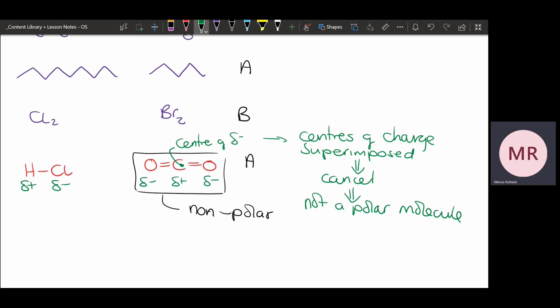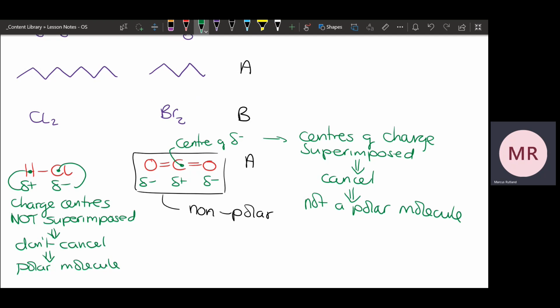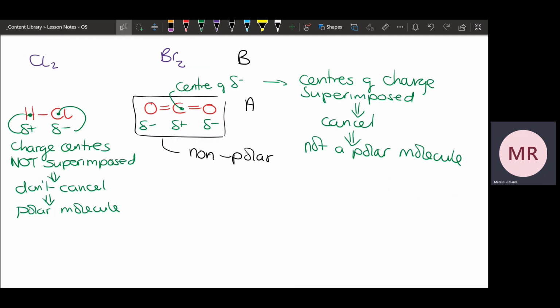For the other one, we've got the center of delta plus on the hydrogen and the center of delta minus on the chlorine. So the charge centers are not superimposed. So they don't cancel. So it is a polar molecule. Okay, so look out for that. It's just a common little trap to fall into.